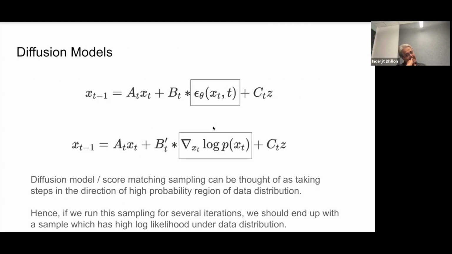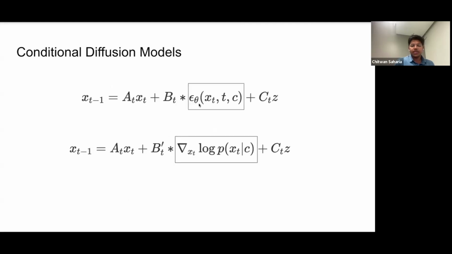Again, if we just look at this sampling function, the way we replace it is that we have this condition signal c now, and instead of the score of xt, now we have the score of xt given c. So we are taking steps in the direction where the probability of an image given this conditioning signal is higher, not just any image.